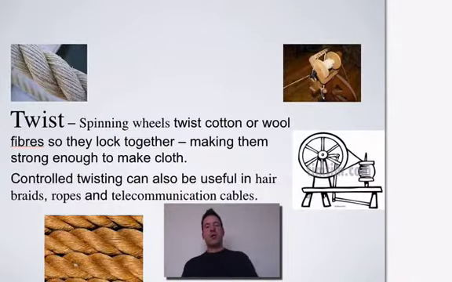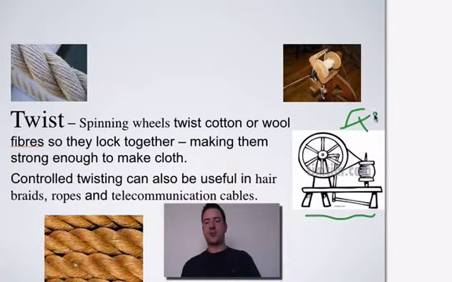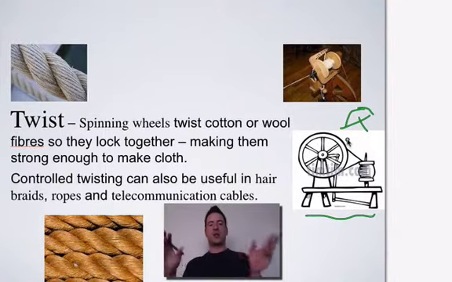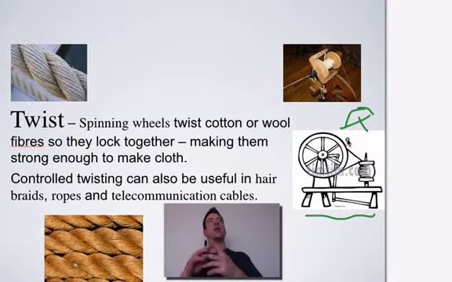And then we use twisting. A spinning wheel, for example, I've just added a picture of a spinning wheel here. There I go, saying I'm drawing things when I'm not. So what that's actually going to do is twist cotton and wool together, and it's going to lock those fabrics together, and then we can use them to make clothing or strong cloth, and use it for many uses.